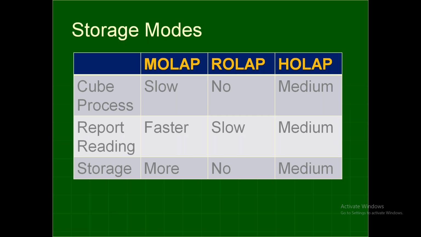You have to go back to the data warehouse, and storage also. I'm not going to be using a lot of hard disk. I'm not going to be using much dining area because I'm preparing fewer dishes. Clear? So that is what is called HOLAP. The last one is ROLAP, relational OLAP. Clear? Cube processing is no, report reading is low, storage is no.